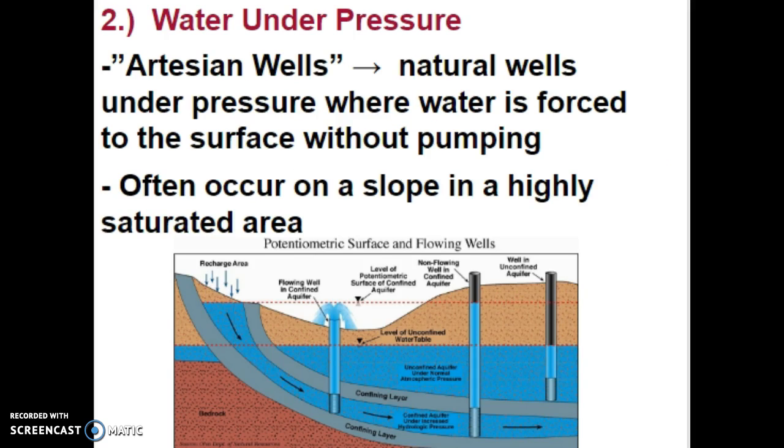Sometimes we have natural types of wells that can form. These are called artesian wells. Artesian wells form under pressure where the water is actually forced up to the surface without having to pump it. Artesian wells generally occur on a slope in a really saturated area. The water table would be very close to the surface, and so just the sheer pressure can force the water up and out of an artesian well.